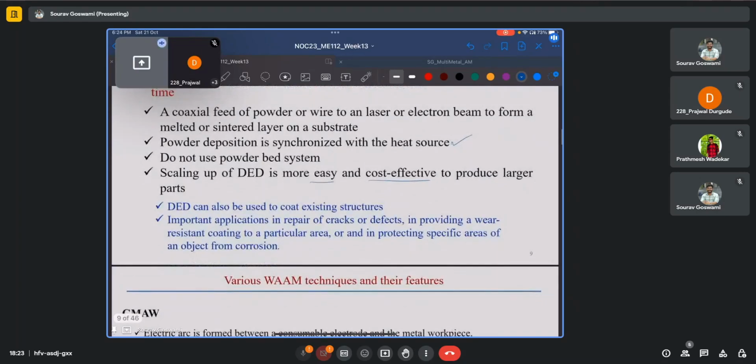It has also been historically used for cladding, which is basically a coating operation on existing structures to improve certain surface properties such as corrosion resistance, abrasion resistance, or wear resistance. And as we were discussing, it also has other important applications in the repair of cracks or defects in critical parts, in providing a wear resistant coating on particular areas, or to protect specific areas of an object from corrosion.